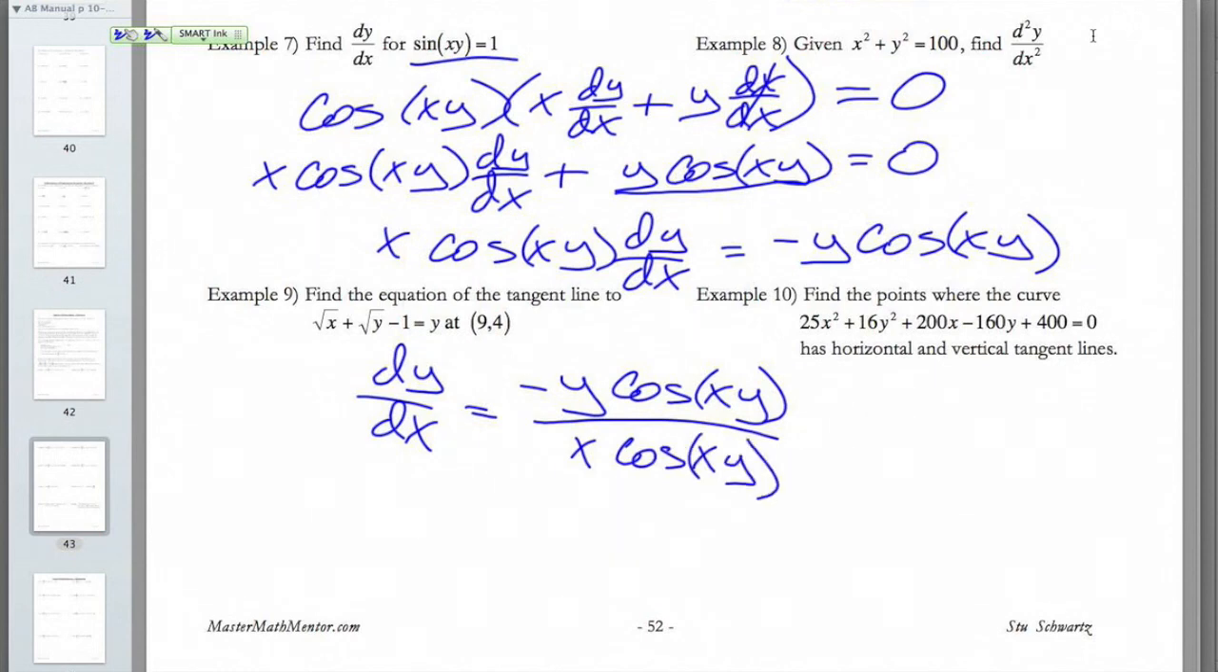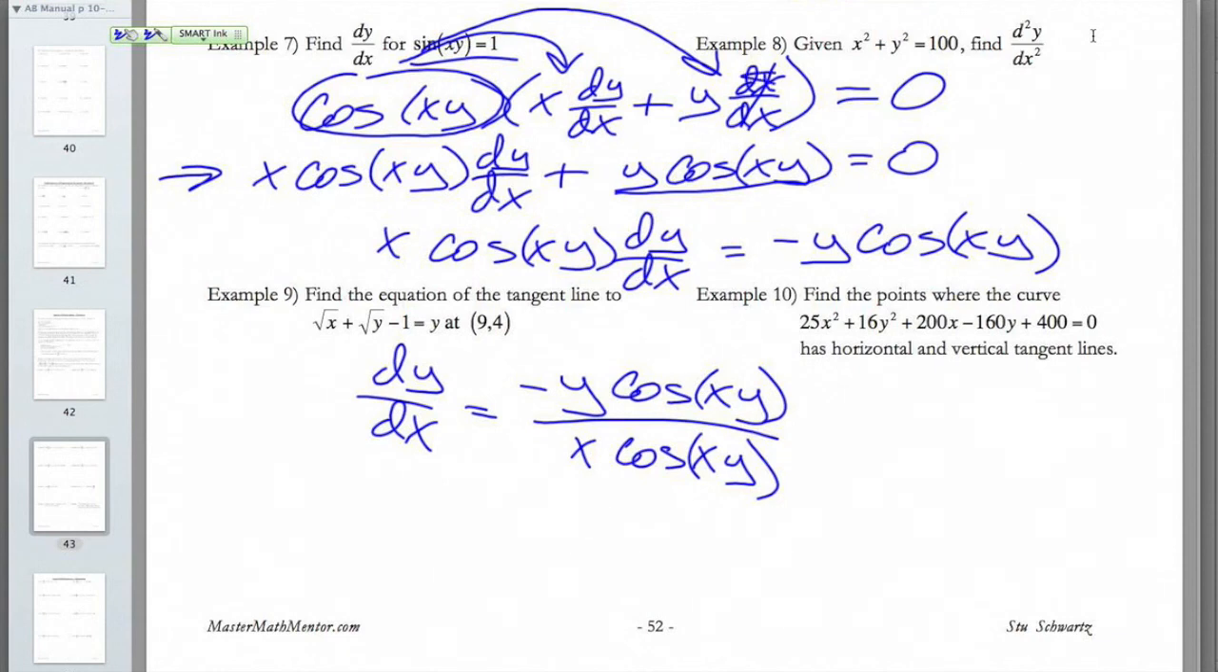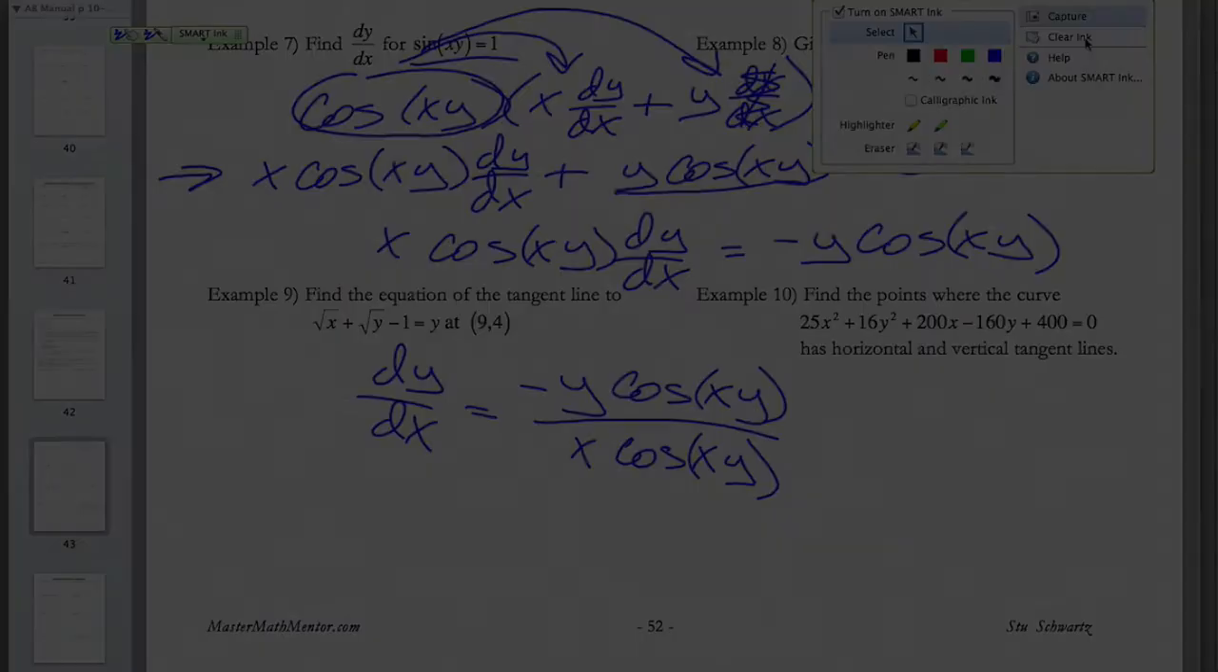All right, Noonie, what was your question? What did I do to get here? I just took this right here times that, and I took it times that. And remember this dx over dx is gone because that's equal to 1. So now I've got dy/dx by itself, and that's what the problem wanted me to do.